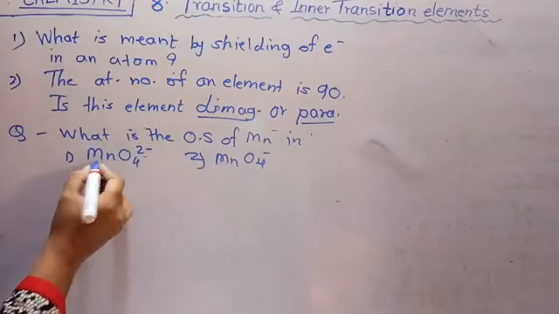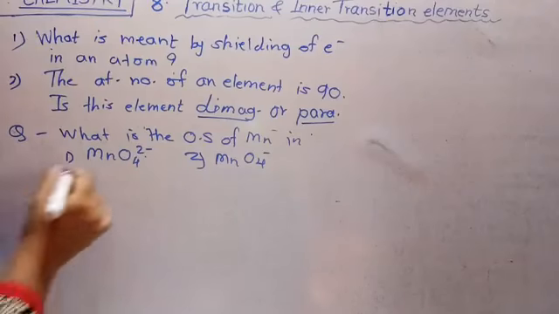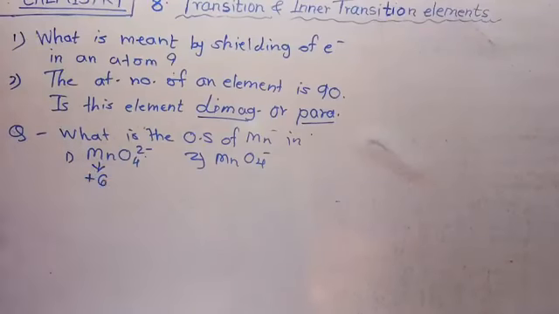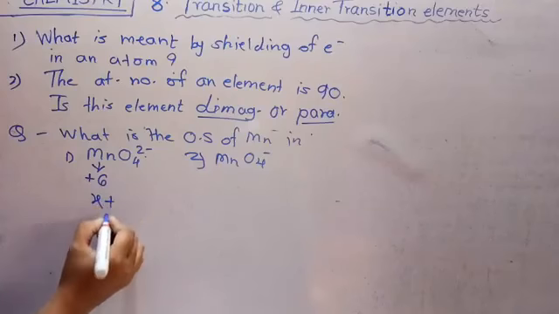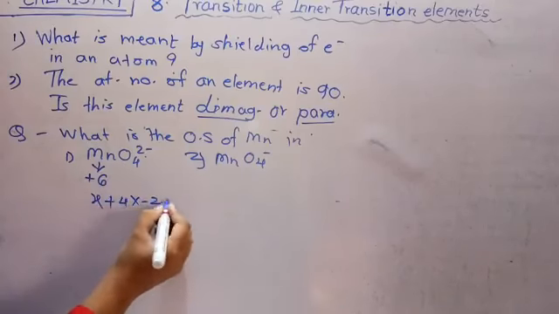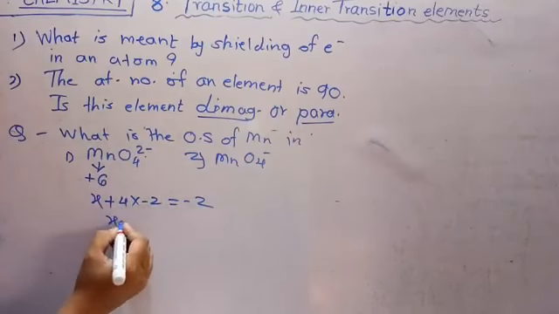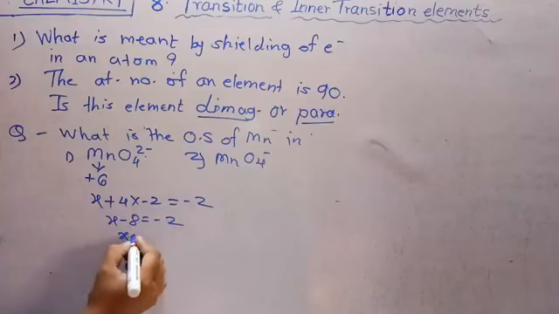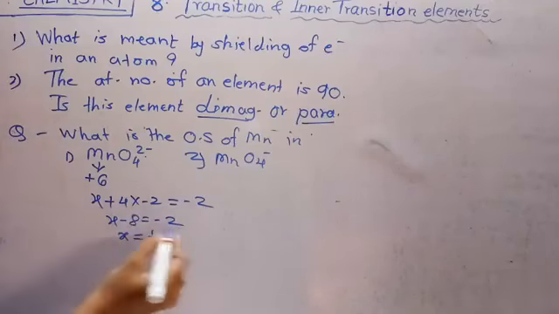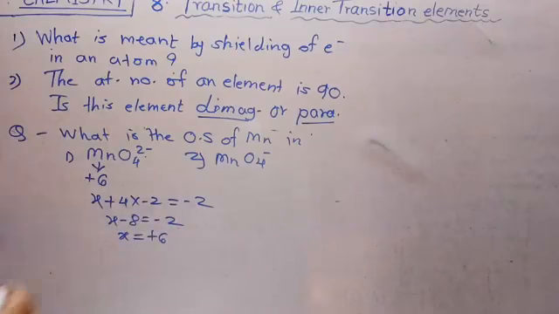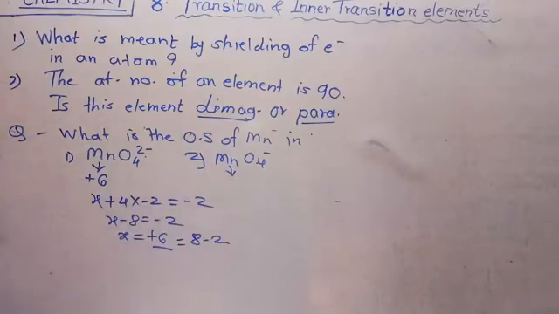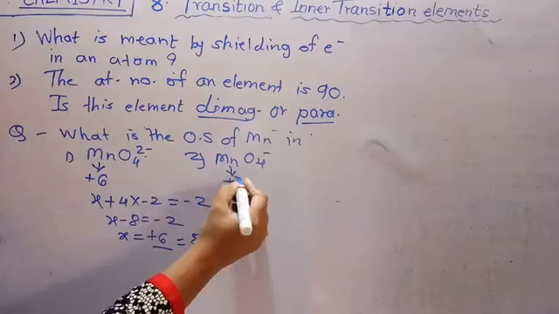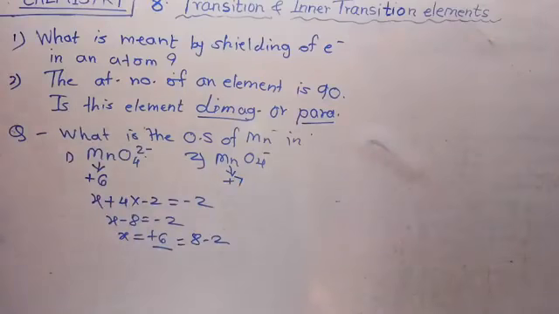Then first find in this MnO4 2-, Mn shows the oxidation state +6, because you consider X for Mn, then X plus 4 into minus 2 equals minus 2. Then X minus 8 equals minus 2, you get X equals plus 6. That minus 8 goes to that side, you get 8 minus 2, that is plus 6. Clear? Same in the second, the permanganate ion: manganese shows the oxidation state plus 7. Right?